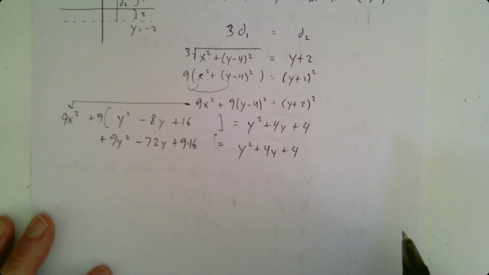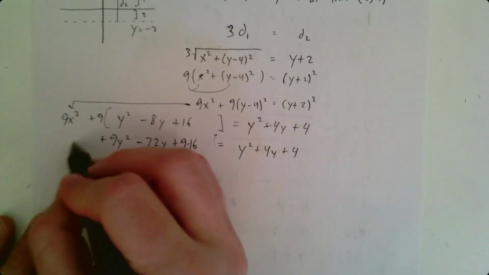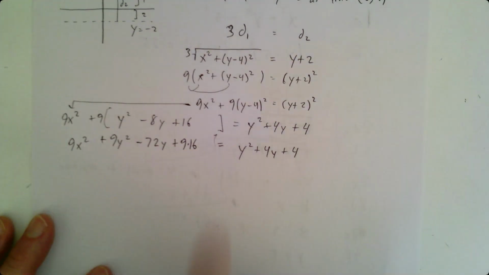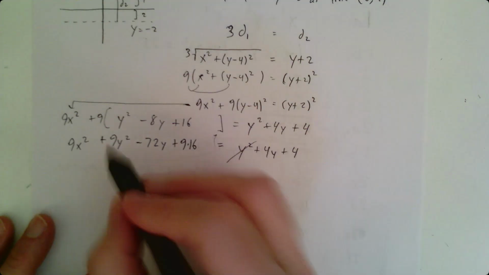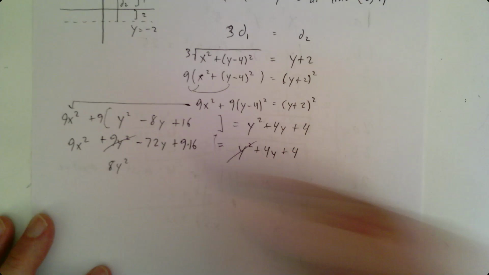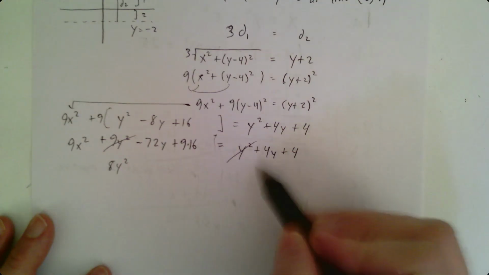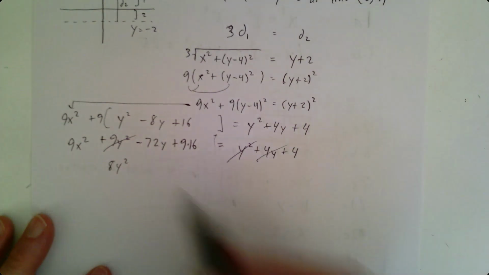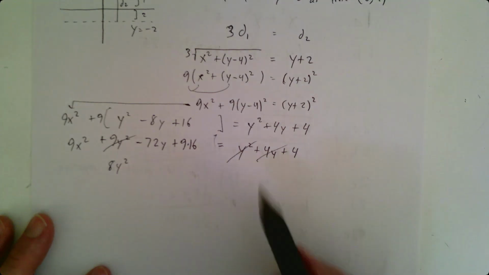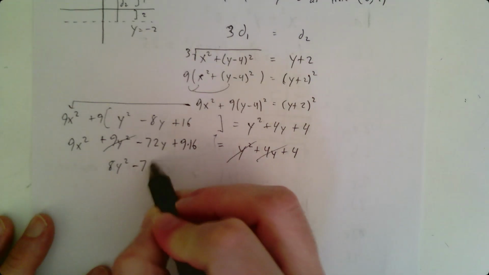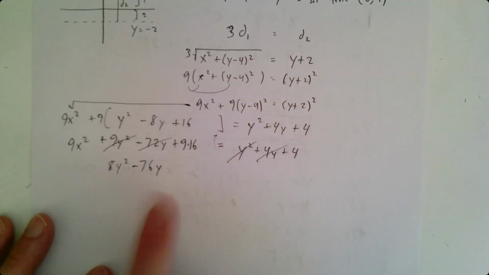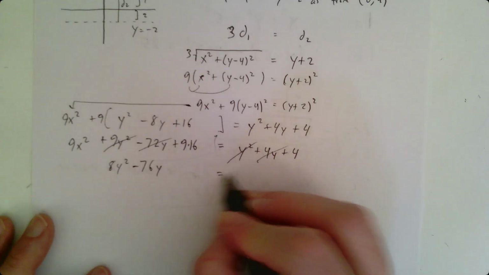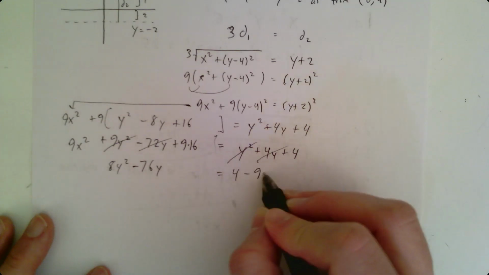All right, let's group things together. Oh, and we still have the 9x squared here. So let's subtract a y squared from both sides. So that's y squared, and this becomes 8y squared. Let's subtract 4y from both sides. So 72 minus 4 becomes 76y. So I'm crossing things off as I deal with them. I'm going to move the constants all over to this side. So here I'll have 4 minus 9 times 16.